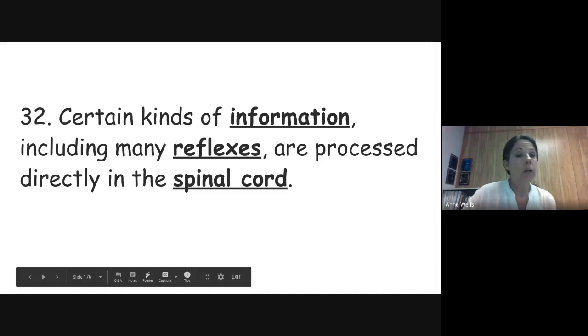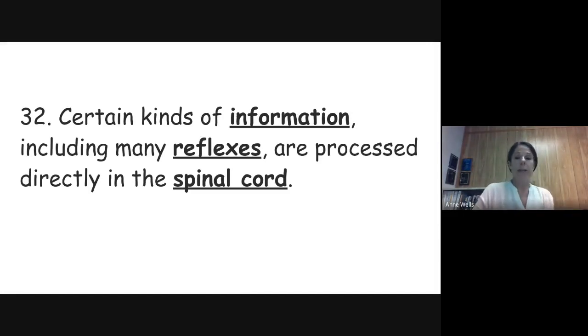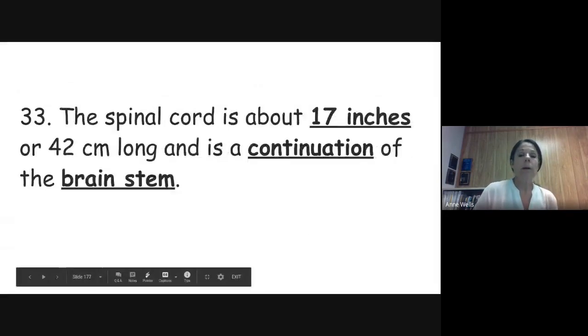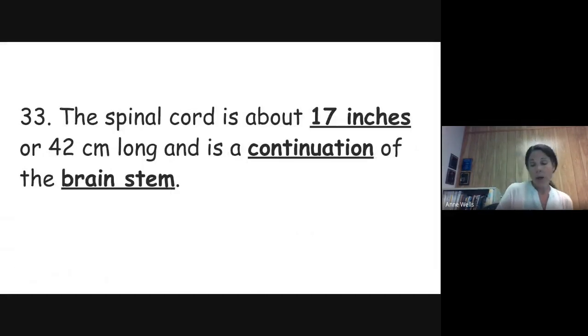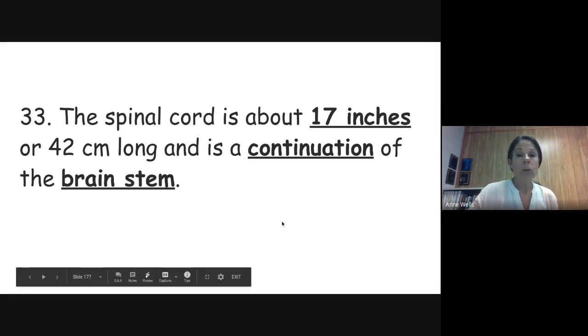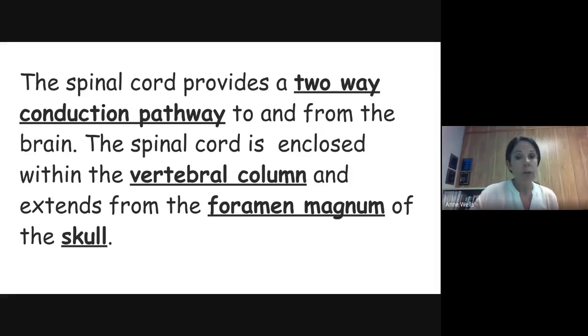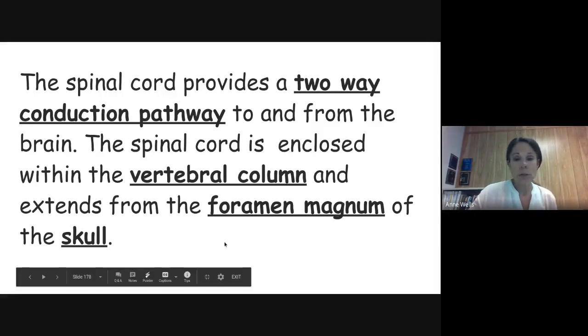32, certain types of information, including many reflexes, are processed directly in the spinal cord. So that's pretty interesting that some things don't even have to take a trip through the brain, that they can actually be processed in the spinal cord. 33, the spinal cord is about 17 inches or 42 centimeters long and is a continuation of the brain stem. The spinal cord provides a two-way conduction pathway to and from the brain. The spinal cord is enclosed within the vertebral column and extends from the foramen magnum of the skull. You should remember the foramen magnum of the skull from our skeletal system chapter.